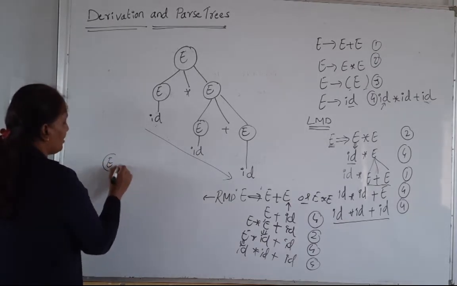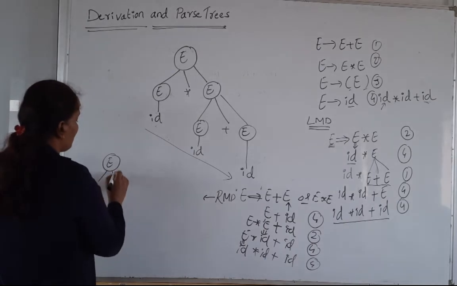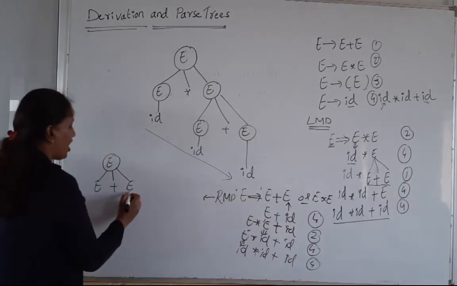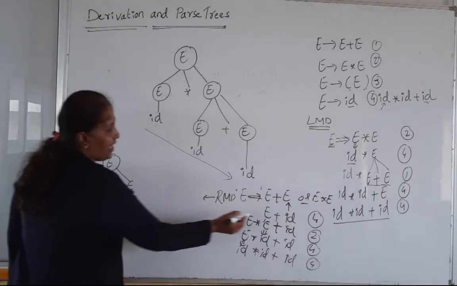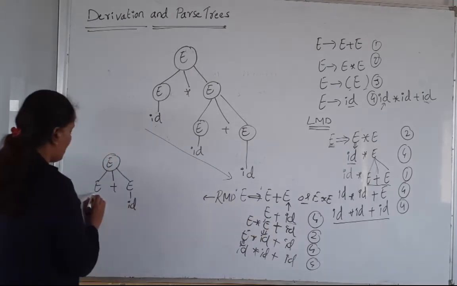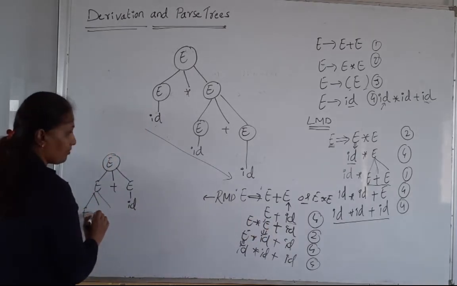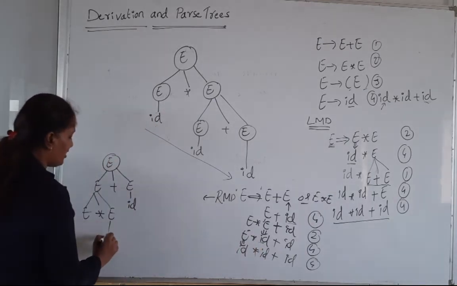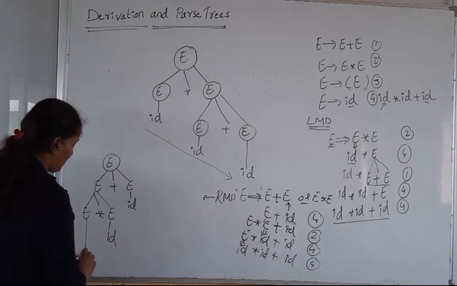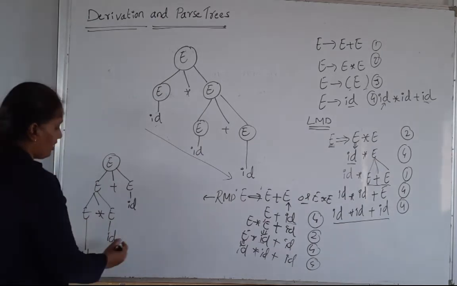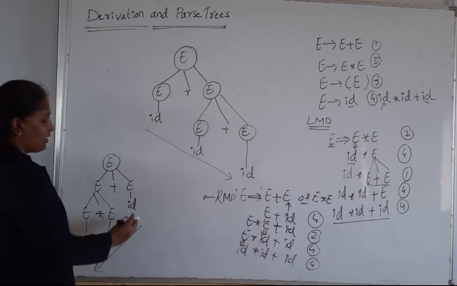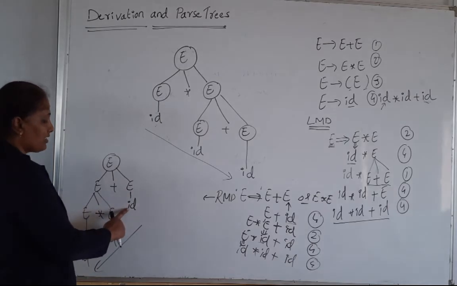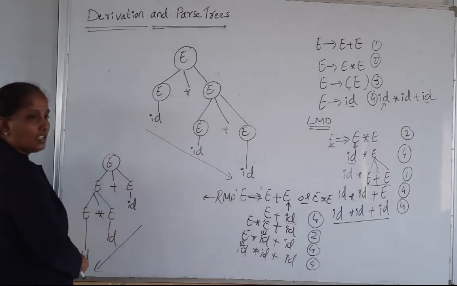Again I start with the E. Next, E is derived as E plus E. After that, this rightmost E is derived as ID. After that, this E is derived as what? E into E. Okay, in the next iteration, this E is derived as an ID, and after that, this E is derived as an ID. So check out the height of the tree. The height itself shows it is a rightmost derivation. First, the rightmost symbol is derived, then it moves towards the left.